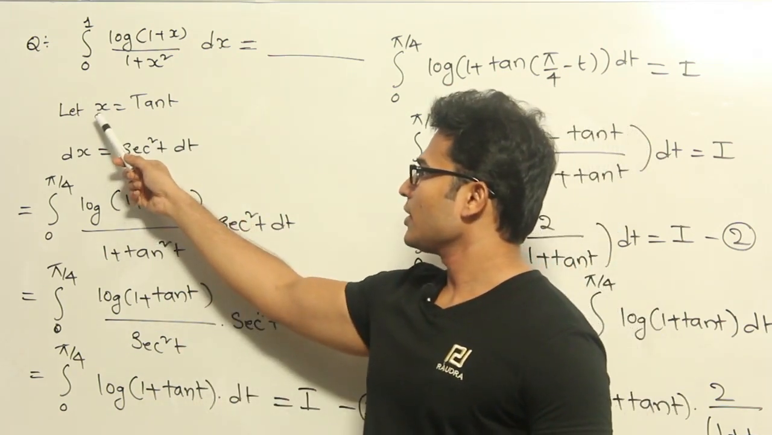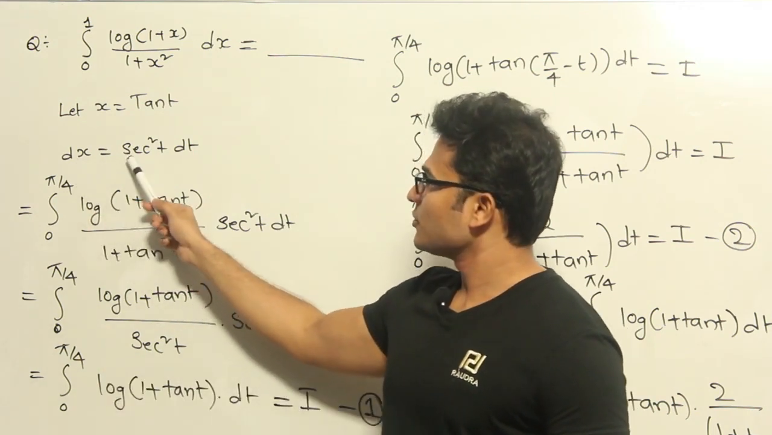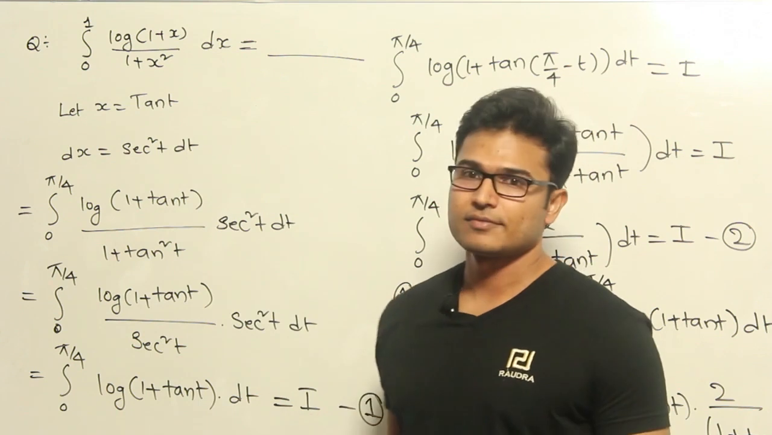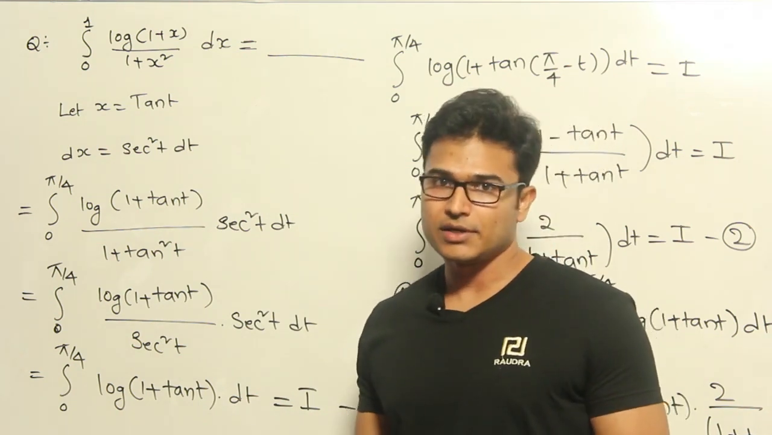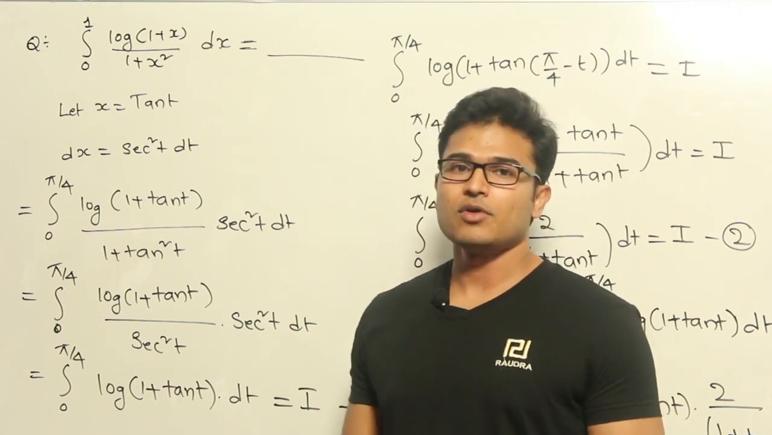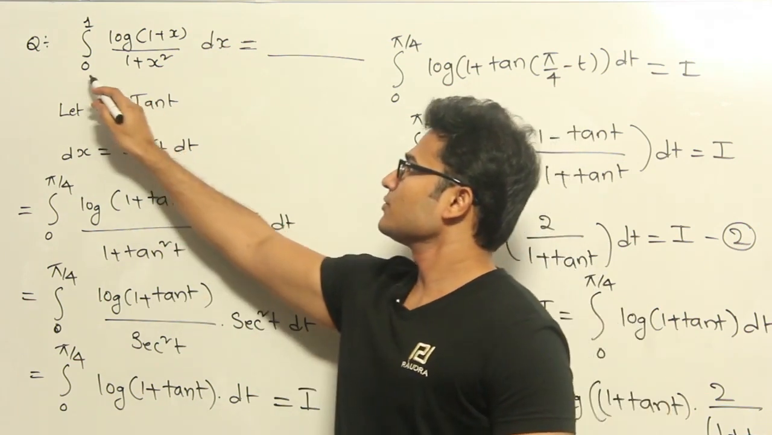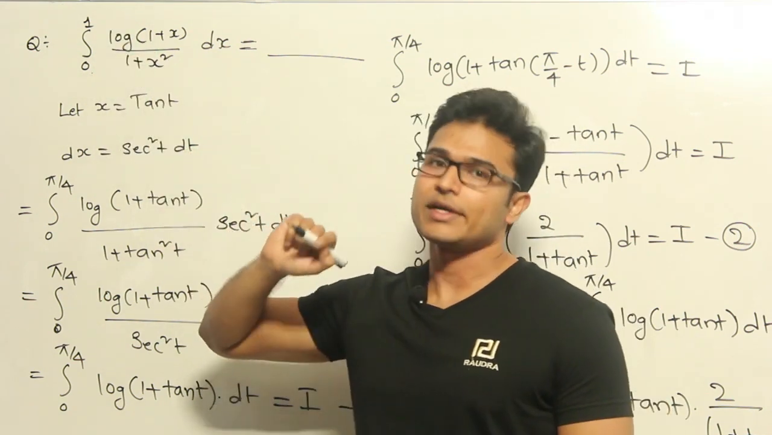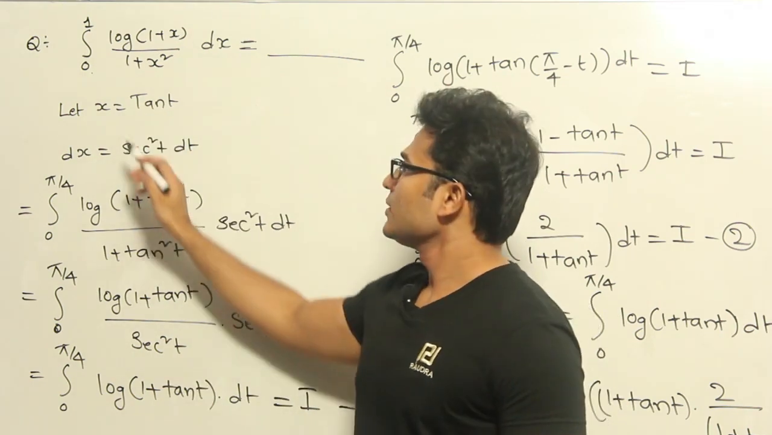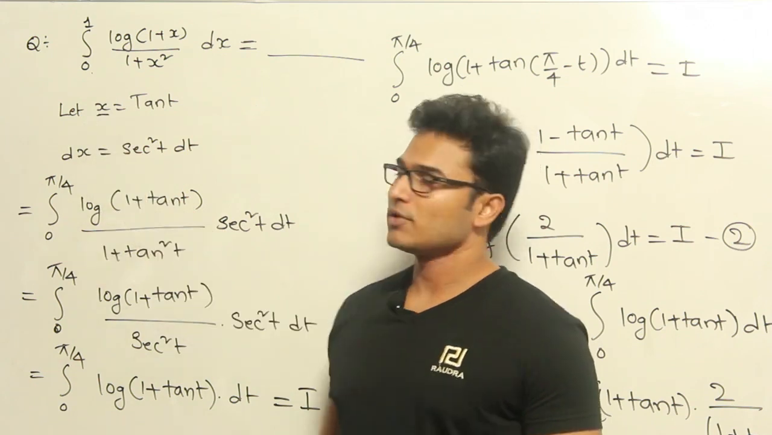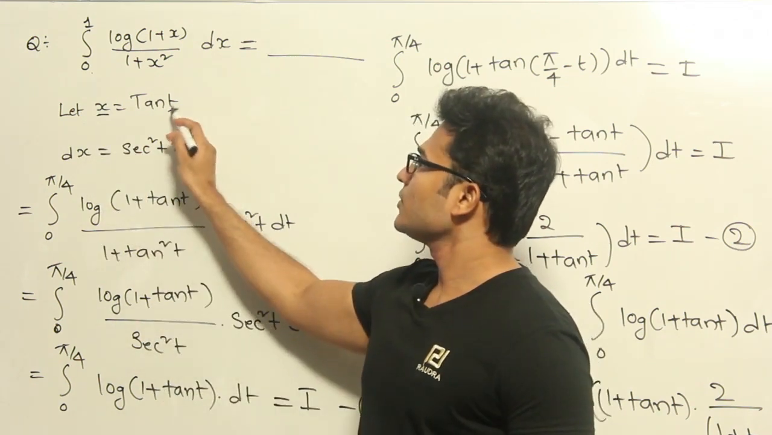Now let x equal to tan t. If I use this, then what happens to dx? dx is going to be secant squared t dt. Whenever you go with the substitution method in definite integrals, you should also change the interval of the integral. Here the interval is from 0 to 1 for x. Then what will be the interval for t?